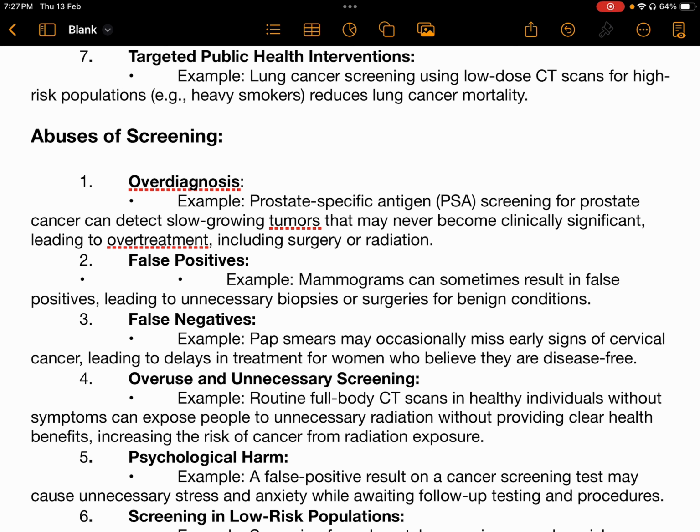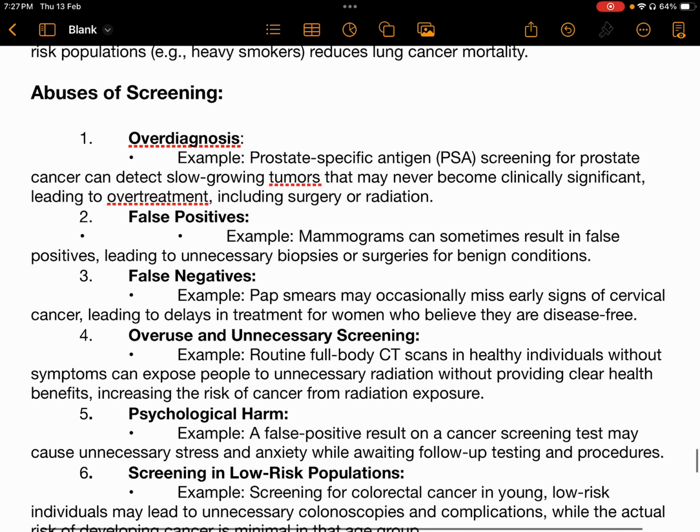PSA, that is prostate-specific antigen screening for prostate cancer, can detect slow-growing tumors that may never become clinically significant, leading to overtreatment, including surgery or radiation. Then there is false positive. Screening tests can produce false positive results, leading to unnecessary follow-up tests, invasive procedures, and psychological distress. False positives can increase the healthcare cost and patient anxiety without any real benefits.